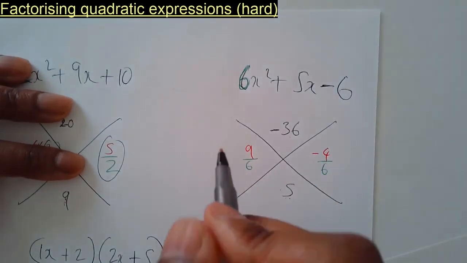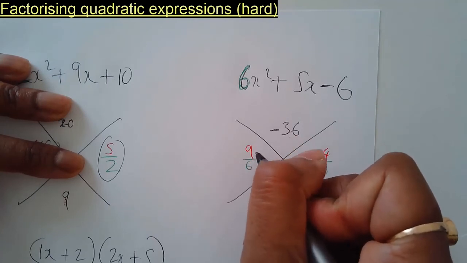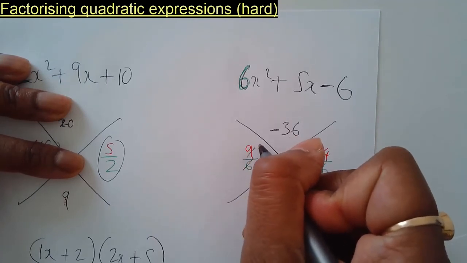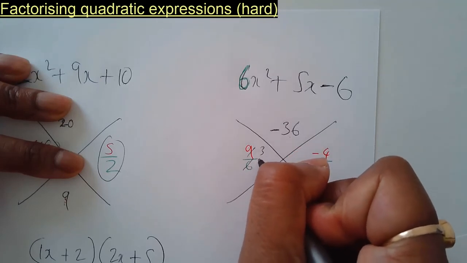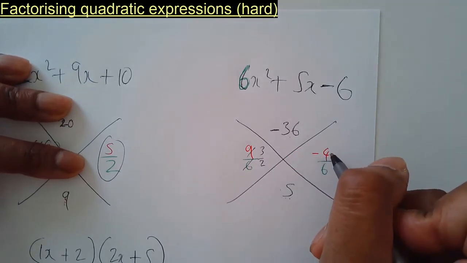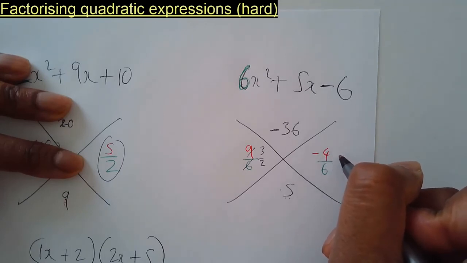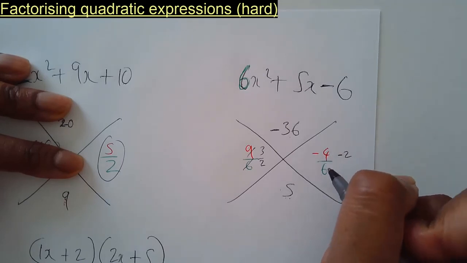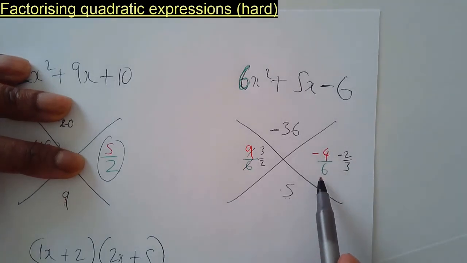Now you've got to simplify. 9 over 6, I think you can divide by 3, divide by 3. 9 divided by 3 is 3. 6 divided by 3 is 2. That's simplified. That can be simplified as well. 2 goes into 4 and 6. Divide by 2, divide by 2. So that would be negative 4 divided by 2 is negative 2. 6 divided by 2 is 3. Basically, I've halved these numbers to get 2 and 3.